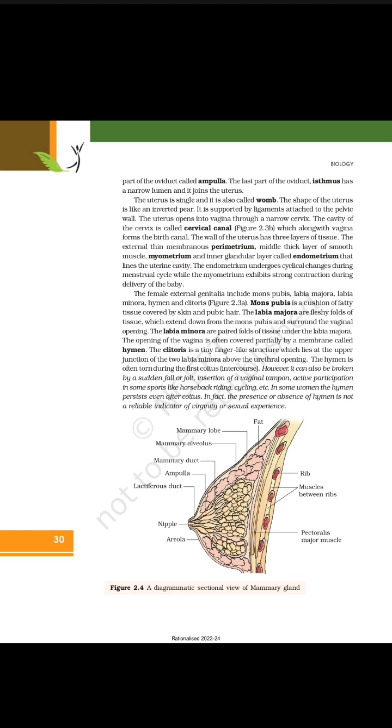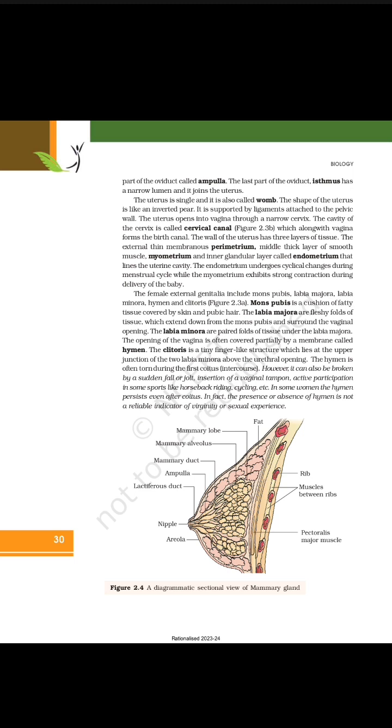The uterus is single and it is also called womb. The shape of uterus is like an inverted pear. It is supported by ligaments attached to the pelvic wall. The uterus opens into vagina through a narrow cervix.